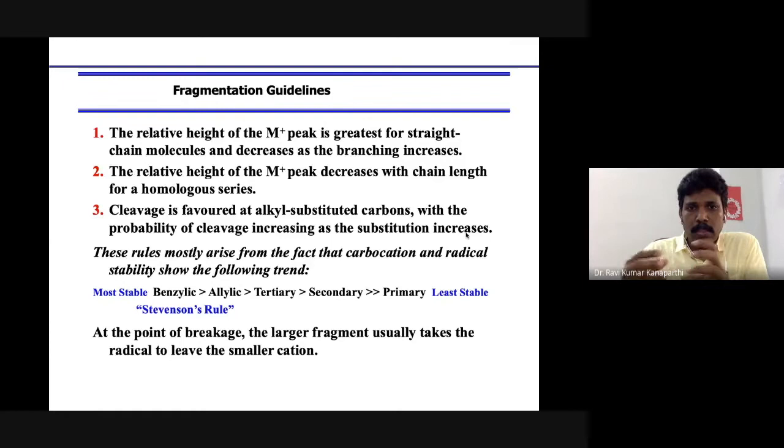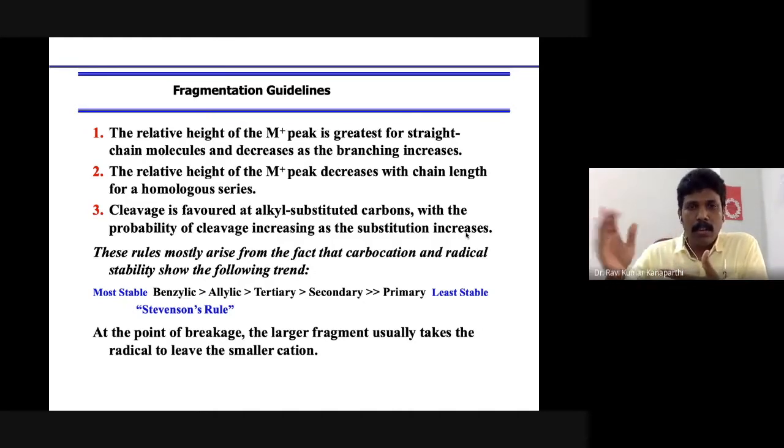So these two points are very closely associated. Even the third one is closely associated. Cleavage is favored where there is an alkyl substitution. Cleavage is favored where there is a substitution, so there is a high chance that it will cleave. Suppose you have a substitution at the second position, that is where it will cleave. Why? Because that will lead to the formation of carbocations.